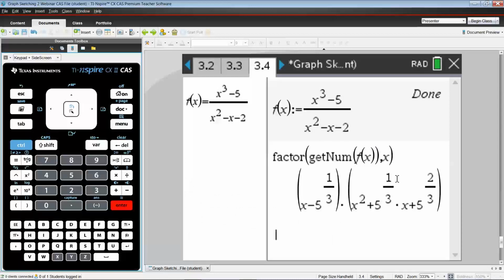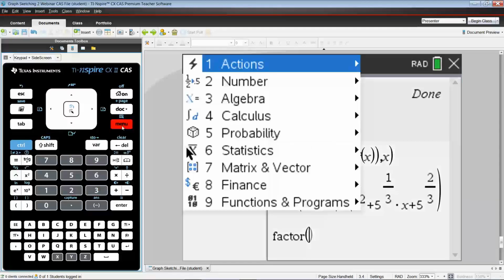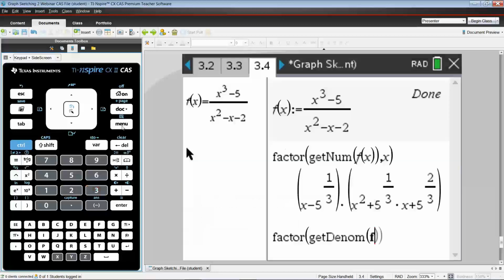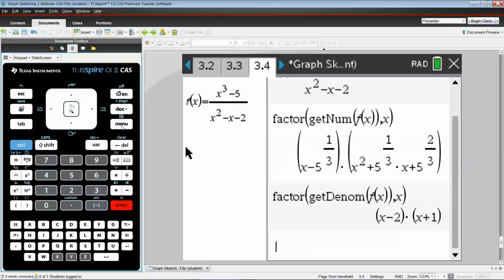So as you can see, this is what it factorizes to. It's basically the difference of cubes formula: x minus the cube root of 5, and then an irreducible quadratic on the right. Now let's factorize the denominator. Menu 3, 2, and then menu 2, 7, and 3. So get the denominator, f of x, and I want to factorize that over all the reals.